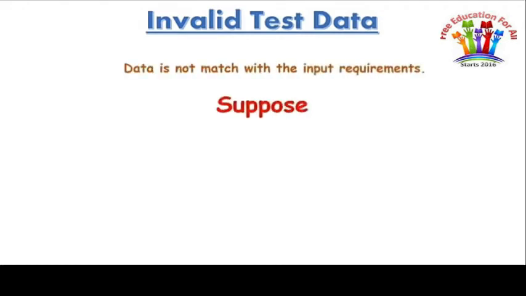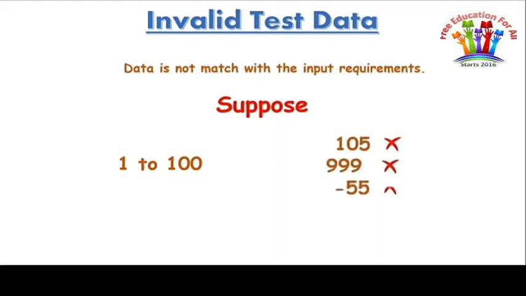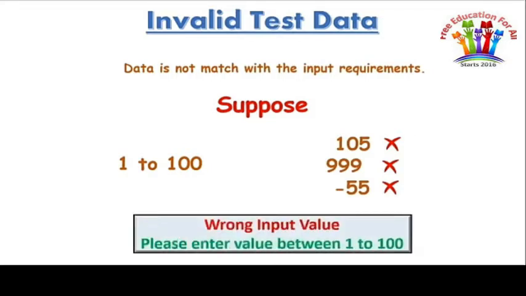And what is invalid data? Invalid test data is when you enter wrong input, one that is not between 1 to 100. Okay, and when you enter 105, or 999, or any other number, maybe negative 55, when the range is 1 to 100 positive numbers. When you enter a wrong number, at that time a message will be displayed on your screen: please enter a value between 1 to 100.